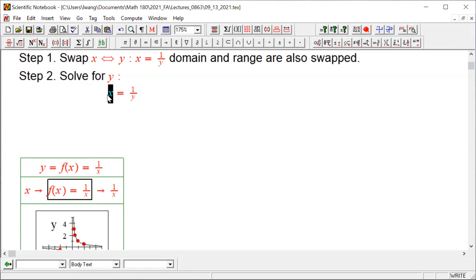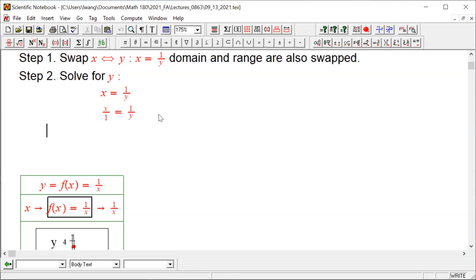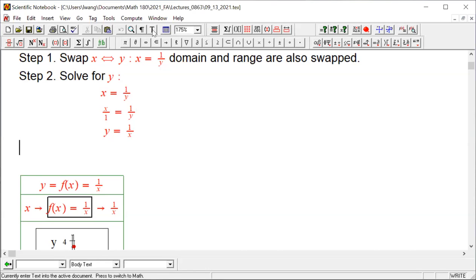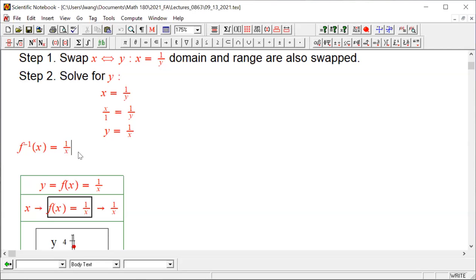We can just treat it like this. x is what? It's x over 1, right? And we flip it upside down. So y equals what? 1 over x. As a result, the inverse function is going to be 1 over x.